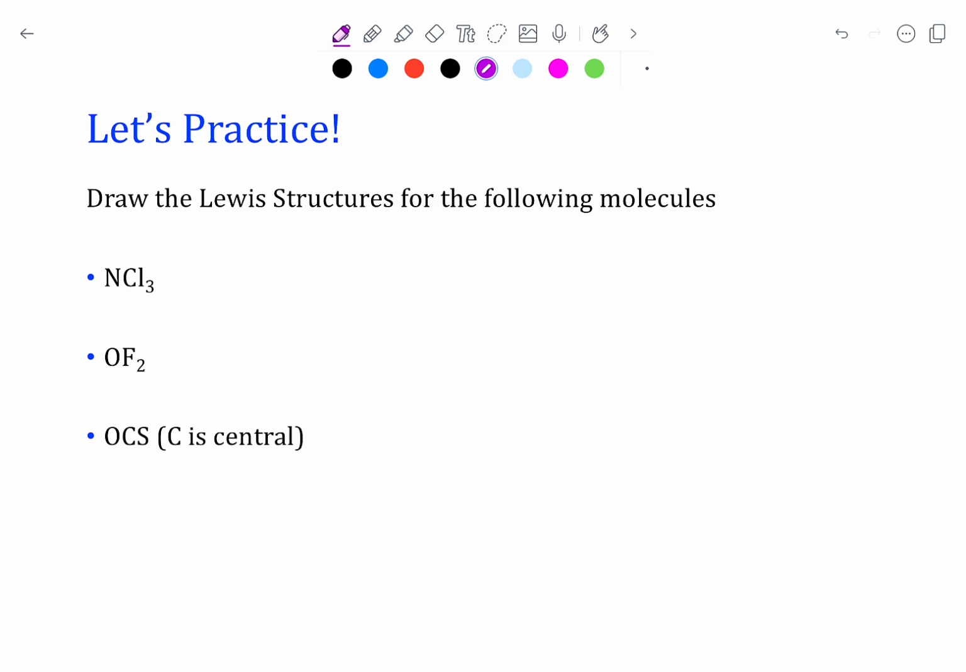So I have 3 examples here that follow the same rules that we did before. Keep using those rules for drawing Lewis structures, and try these 3 on your own. The one comment I will make is about OCS, our last example here. I made the note that carbon is the central atom, so it is a carbon with a sulfur and an oxygen on either side. So that's your starting structure for what you're going to draw. So try drawing these Lewis structures, pause the video, and come back when you're ready to check your work.